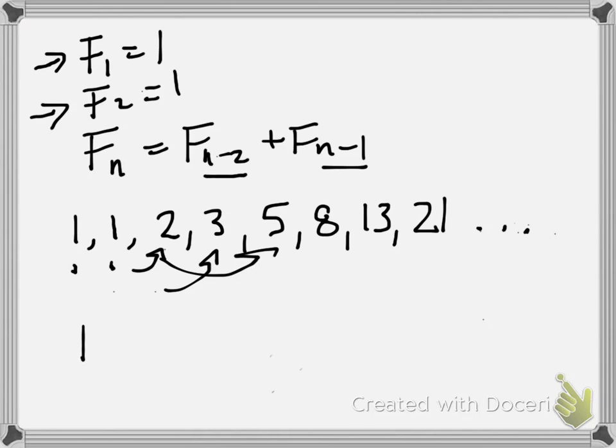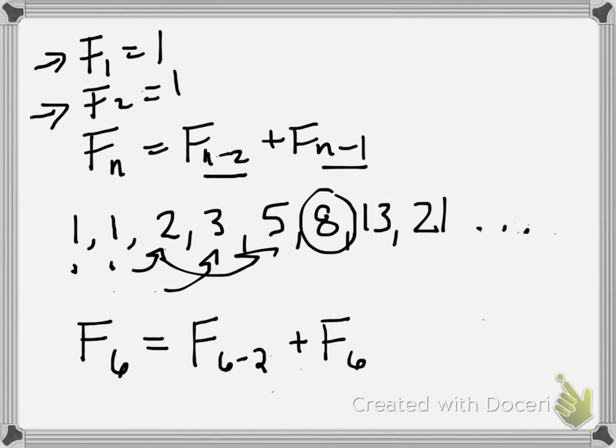Let's say we have the 6th Fibonacci number. So this is 1, 2, 3, 4, 5, 6. So we know the 6th Fibonacci number is 8, just by the pattern I have written there. So if I follow the formula, that means I'm taking the 6 minus 2 plus the 6 minus 1 Fibonacci number. So that is f sub 4 plus f sub 5.